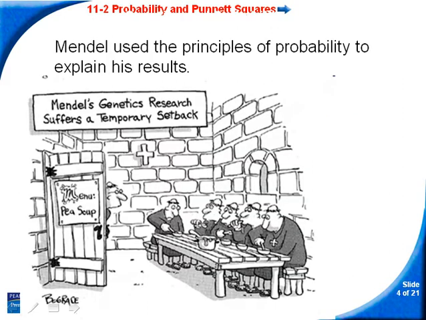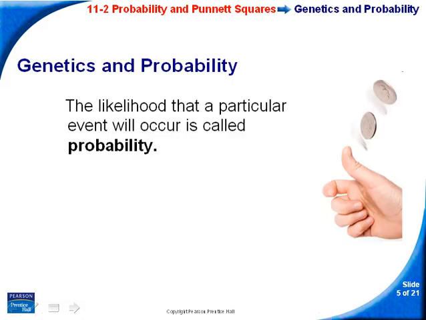Mendel was one of the first people to use the principles of probability to explain the results. He actually did a great job using probability. What is probability? It is the likelihood that a particular event will occur, and you can use probability to talk about a coin flip. There's a 50% probability that it will turn up heads.